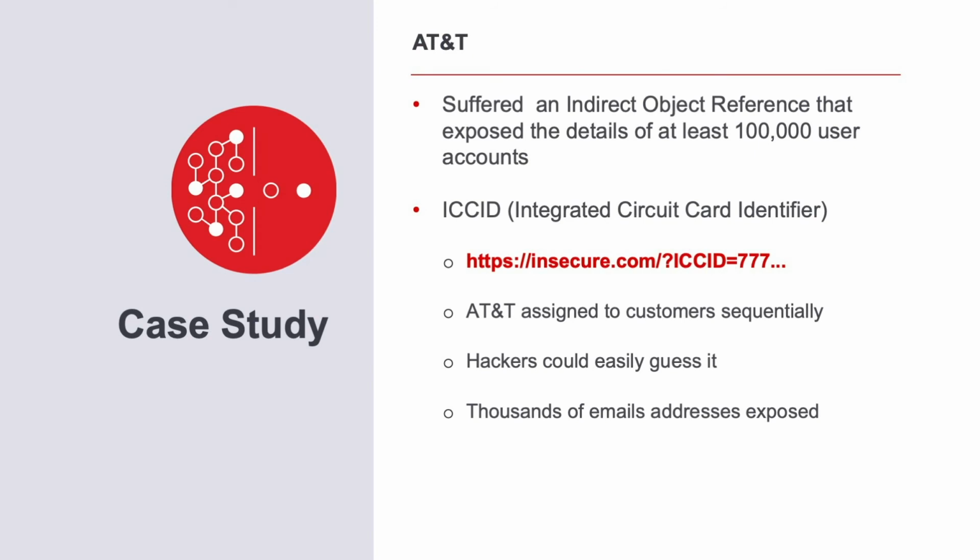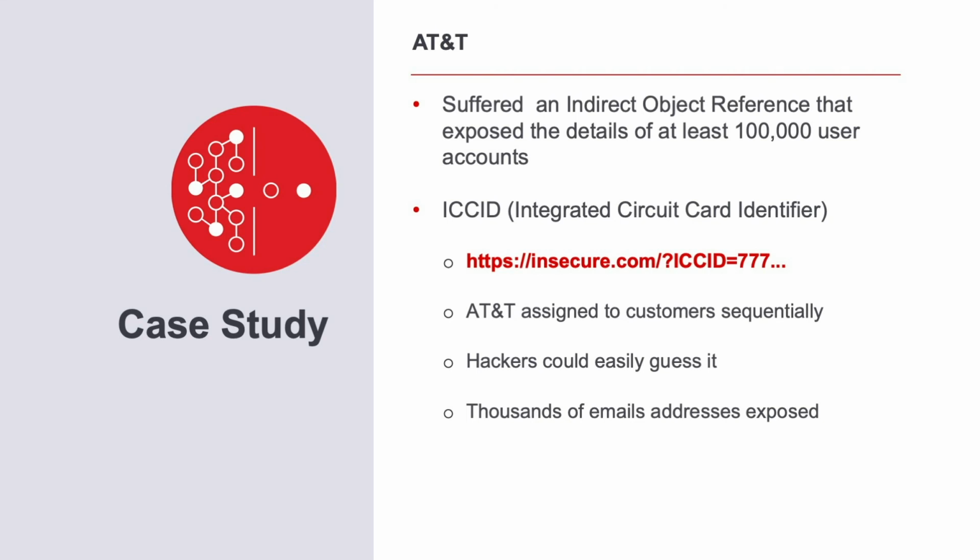Let's take a look at a case study. AT&T suffered an insecure direct object reference vulnerability a while back that exposed the details of at least 100,000 user accounts. So how did this happen? Well, the hack worked by exploiting a bug in the registration process. AT&T uses the email address as the account name when logging in. AT&T populates the form with your account name so you don't have to type it in again. But unlike most web applications that pull your account info from a cookie, AT&T used the ICC ID from the mobile phone chip in the URL to pull in your account information.